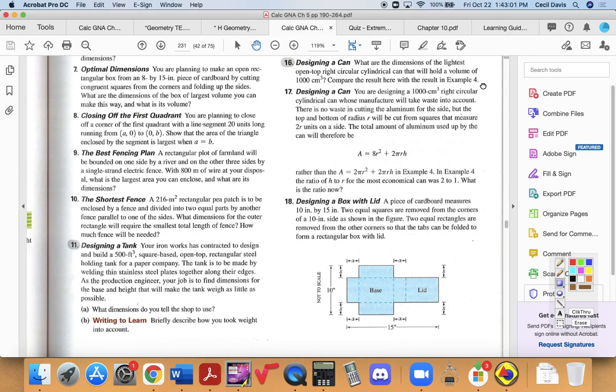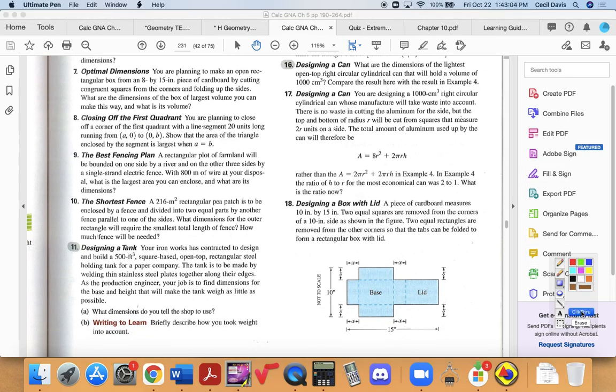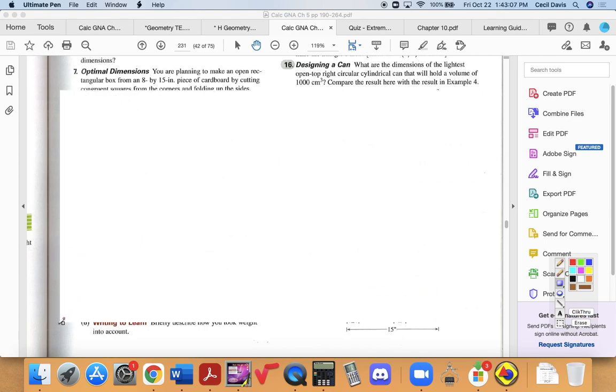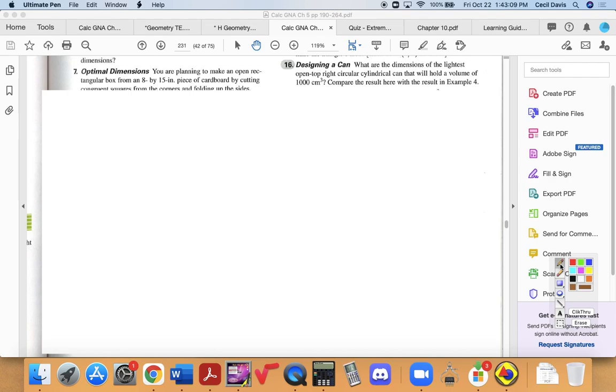Okie dokie. So we need a little space here. So assuming the can is all made out of the same material, then the amount of material that we need would be pi r squared plus 2 pi r h, right? Yes.